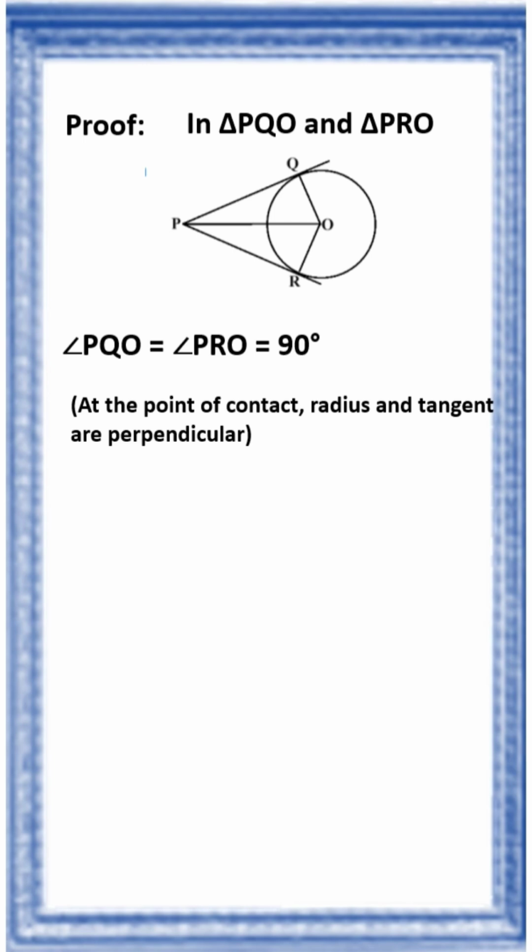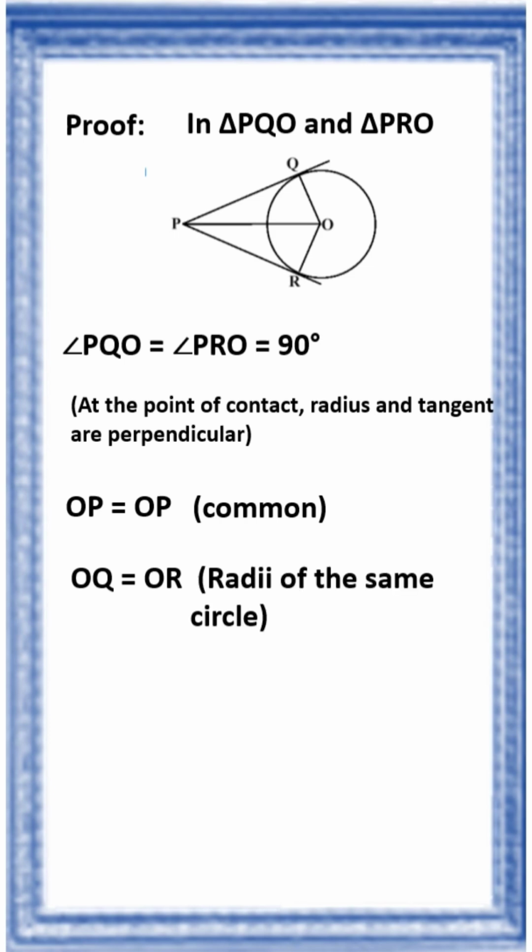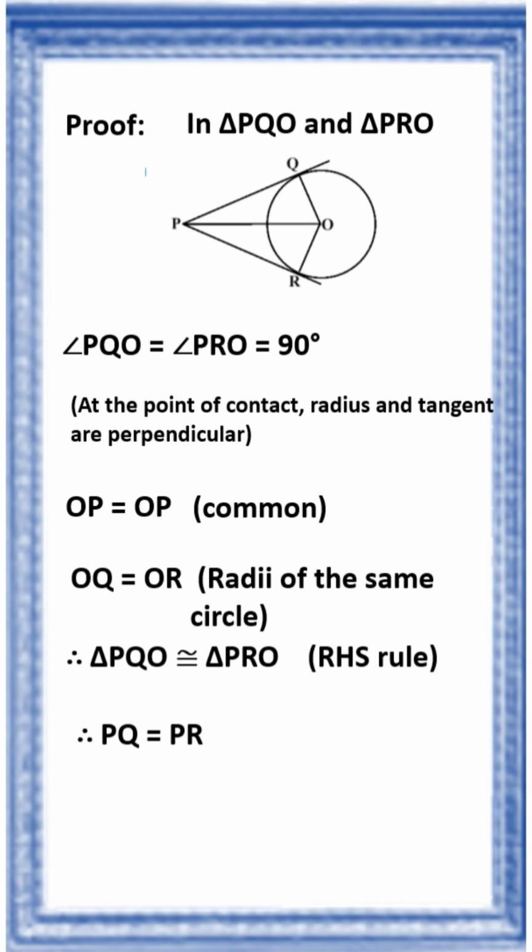Proof. In triangle PQO and triangle PRO, angle PQO is equal to angle PRO, that is equal to 90 degrees, because at the point of contact, radius and tangents are perpendicular. OP is equal to OP, common. OQ is equal to OR, radii of the same circle. So, triangle PQO is congruent to triangle PRO, RHS rule. So, PQ is equal to PR, corresponding parts of congruent triangles, hence proved.